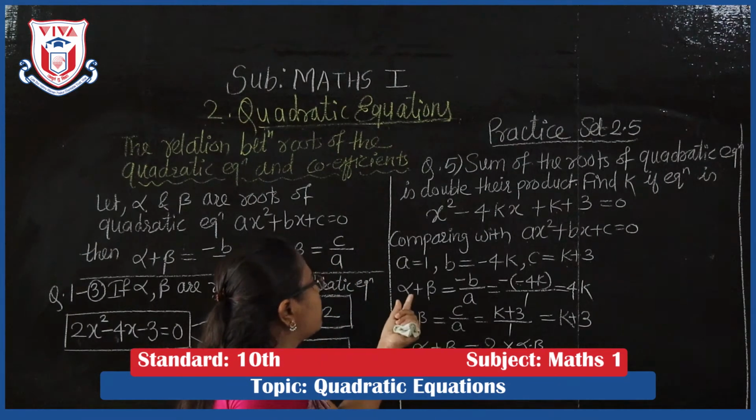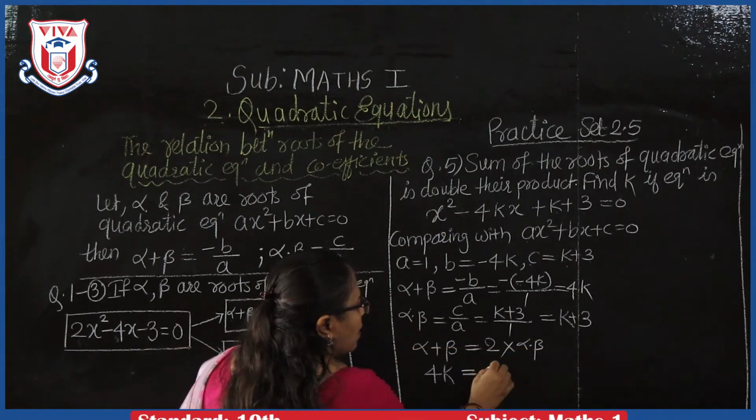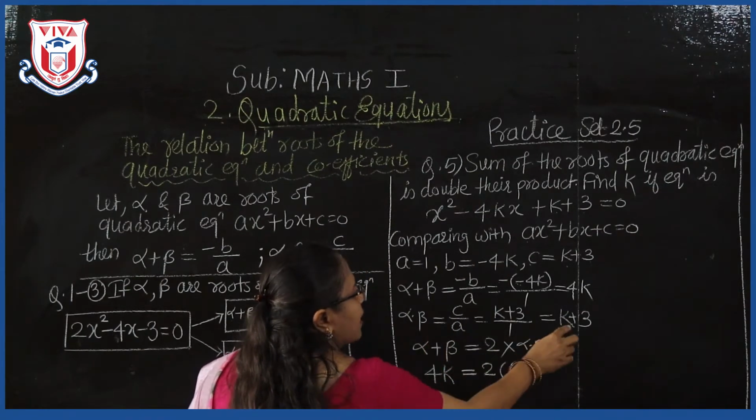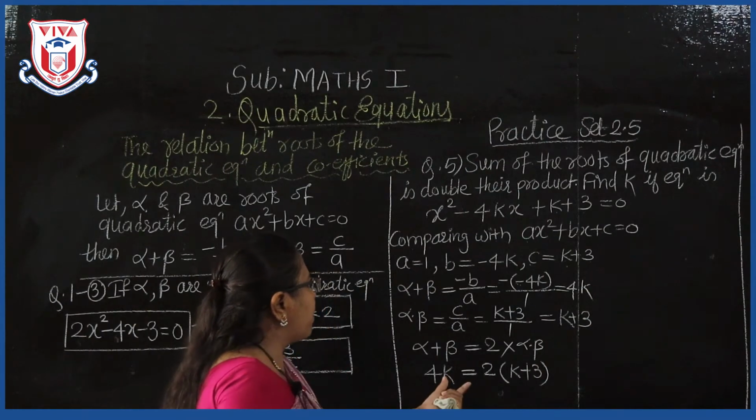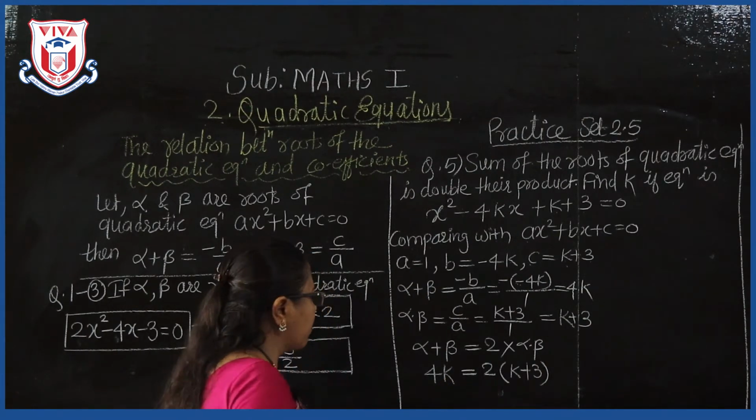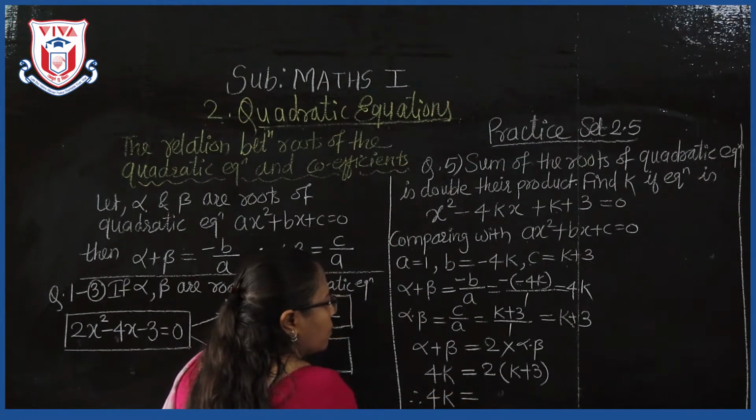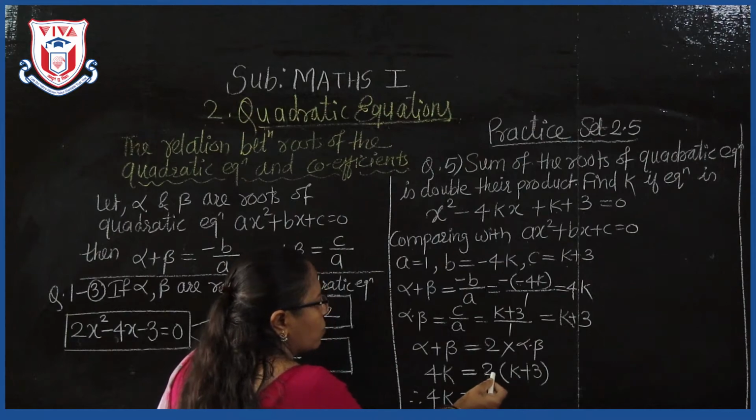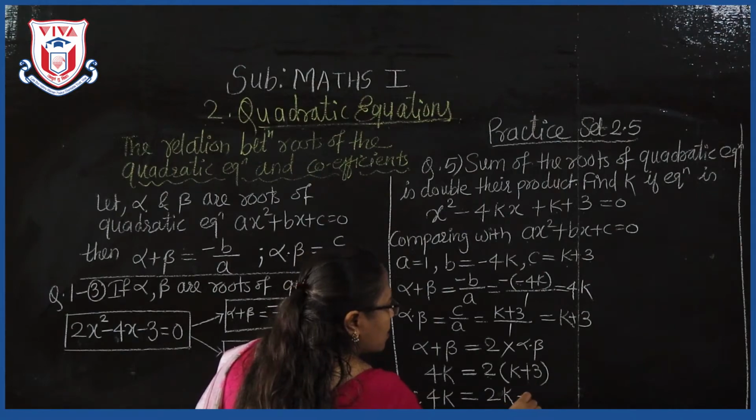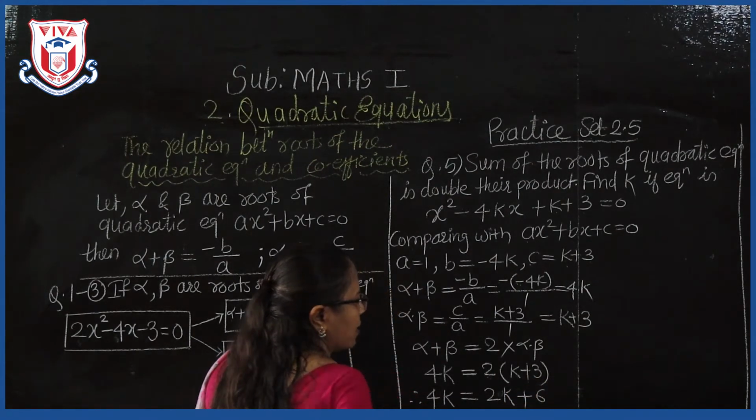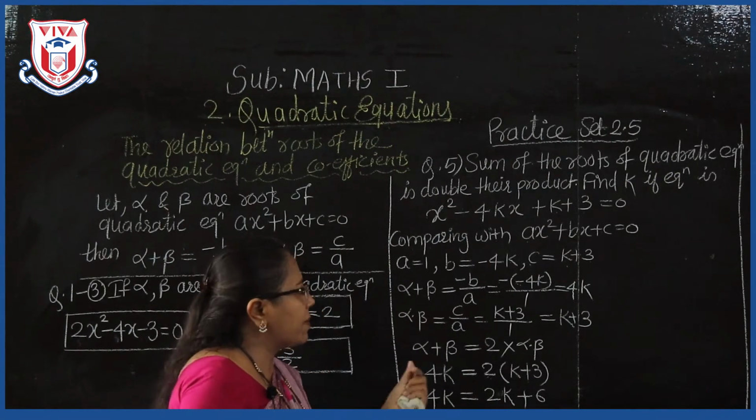Now alpha plus beta equal to how much? 4k. So 2 into alpha into beta, which is k plus 3. So here we got a simple linear equation. Let us solve the equation. Therefore 4k equal to, now we have to multiply this bracket by 2. 2 into k, 2k, plus 2 3s are 6. Now first we have to take this 2k on the left hand side.